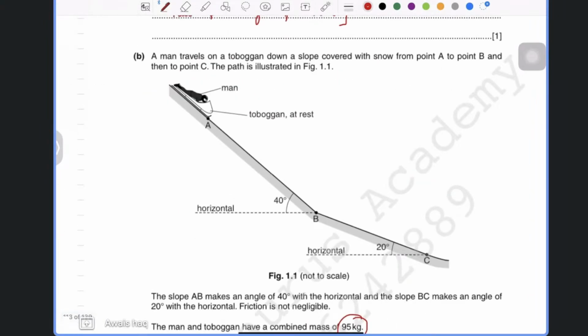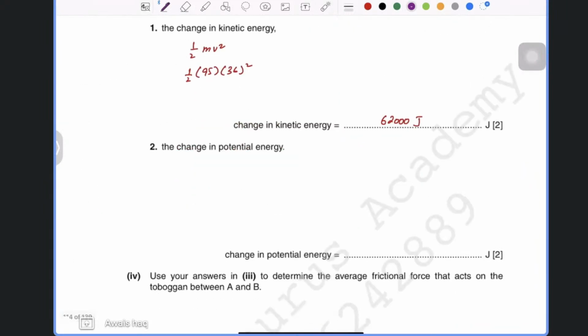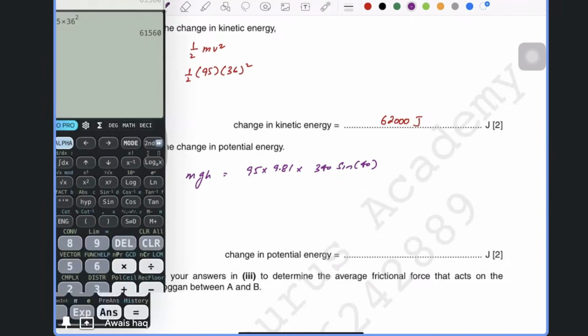Now the issue is that we know for a fact that this distance is 340 meters, and the potential energy would depend on the height that we don't know. So you can use a little bit of trigonometry. You can say sine theta is equal to perpendicular, which is the height, over hypotenuse. So the height will be 340 times sine of 40 degrees. Okay, so that would mean we're going to use mgh. So mass was 95, this was 9.81 multiplied by 340 sine of 40 degrees.